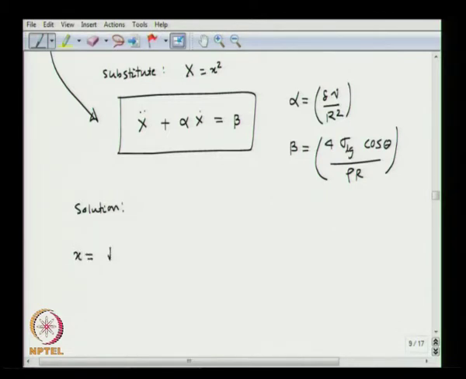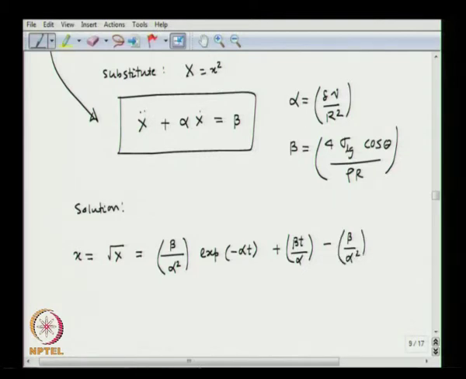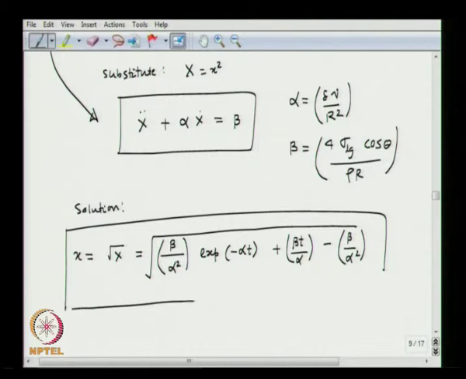So, the solution would be x will be the square root of capital X, which is beta over alpha square into exponential minus alpha t, plus beta t over alpha, minus beta over alpha square, square root. So, that is how x is going to vary with time. So, x is a function of time.